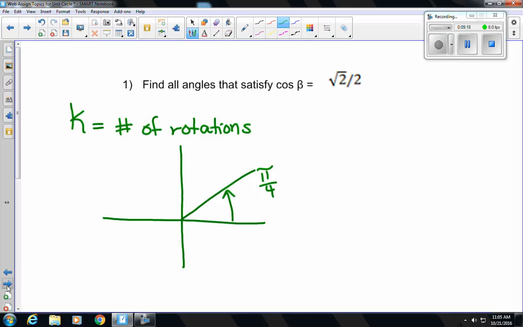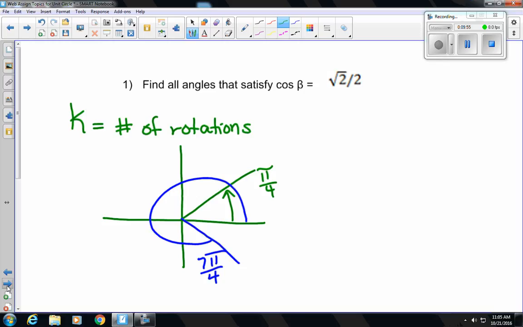Now, is there any other location on the circle that would also have a cosine ratio of root 2 over 2? 315. It does. It says that it's positive, right? So 315 is my other one. I'm going to do that one in blue. So this one would be all the way around here to about right here. And what are we going to call this? 7 pi over 4.